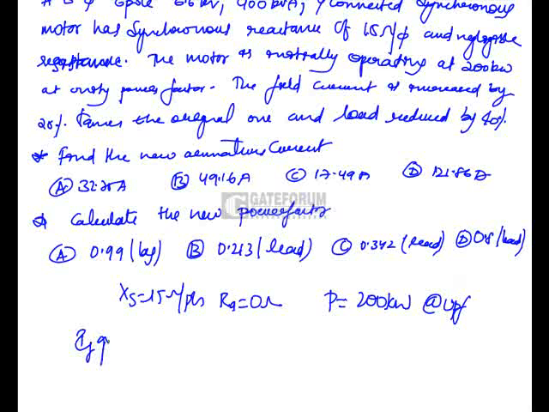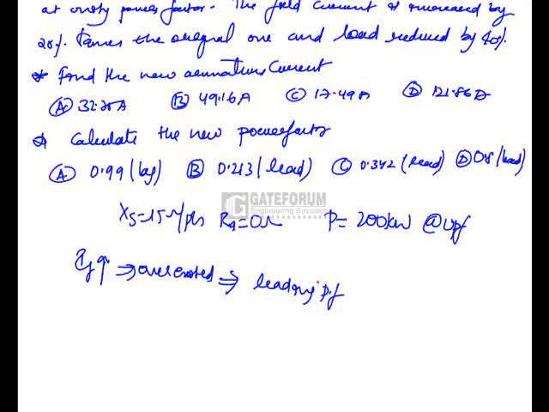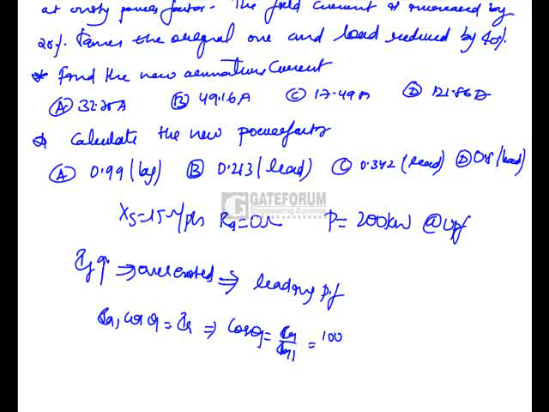Earlier the motor is operating at 200 kilowatt at unity power factor. Now what happens if the field current is increased? That means the motor is overexcited. When the motor is overexcited, the power factor is leading. Since the active power is constant, Ia into cos theta is constant. From this we can find the new leading power factor cos theta 1, which is Ia by Ia1, that is 100 by 125, which is equal to 0.8 leading.